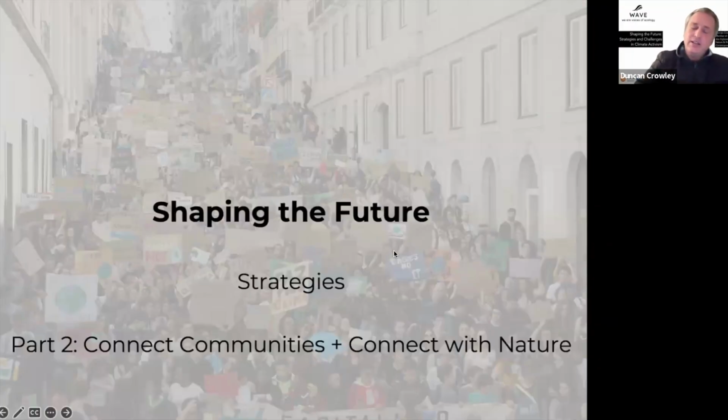Now going a bit further out into some of the strategies that are happening. The key to this is really to connect communities and connect with nature.